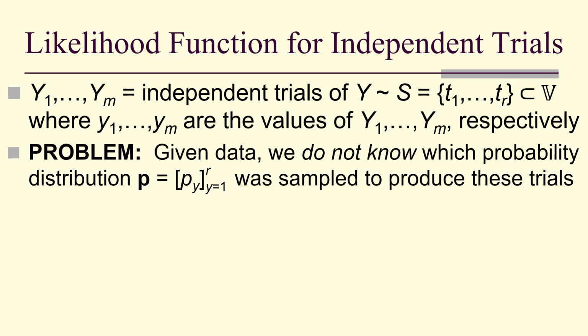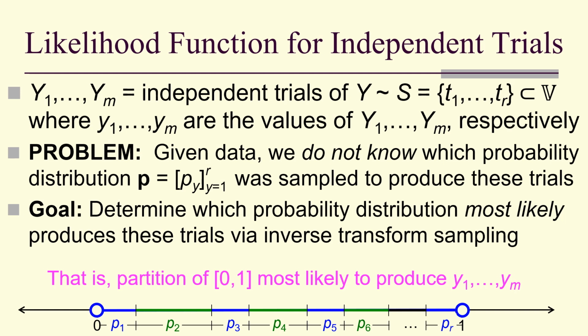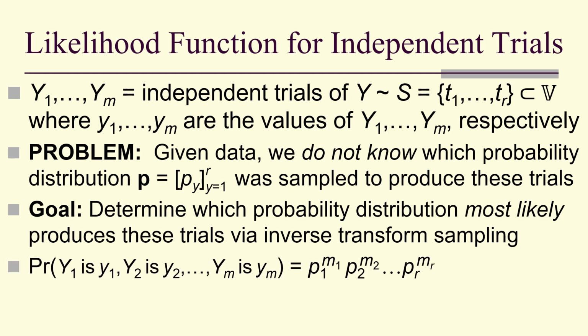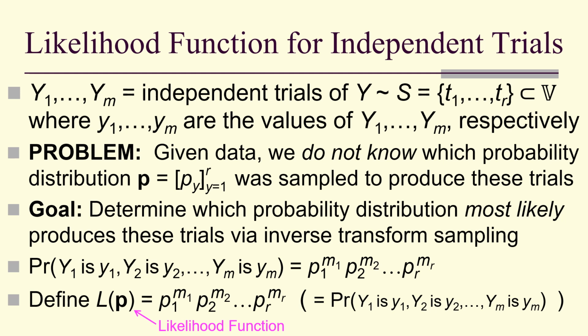So here's our problem. Given data, we do not know which probability distribution was sampled to produce our trials. So our goal is to determine which probability distribution most likely produced these trials via inverse transform sampling. That is, what partition of the unit interval was most likely to give us our data. Here's our joint probability distribution, but we're going to define a function on PDR, the set of all probability distributions. So this is the joint probability distribution because the trials are independent.